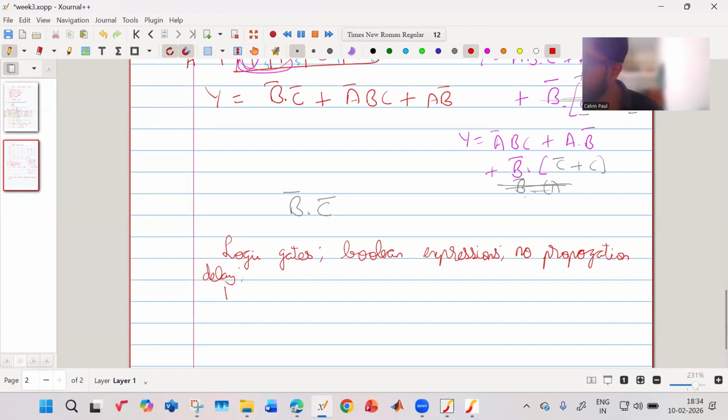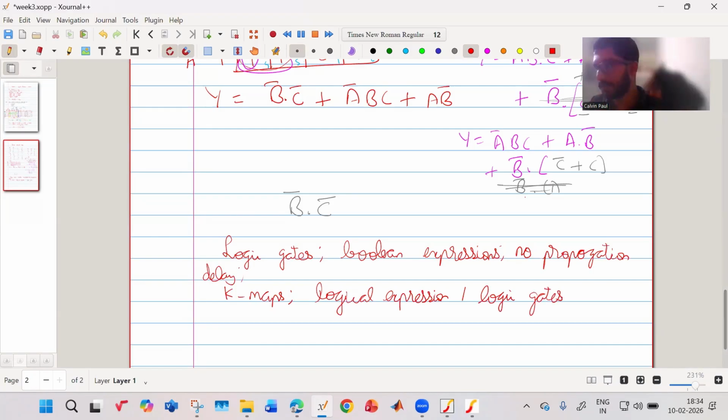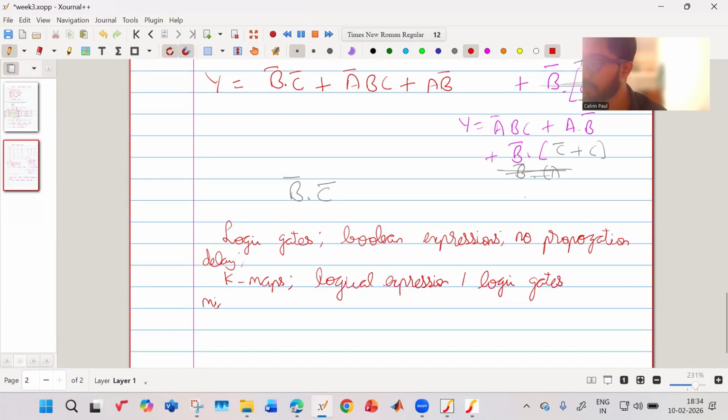What you have used is K maps, and as you have used K maps, you are trying to get a logical expression that uses your logic gates to get your desired output. So in K maps, what we do is we try to minimize the number of gates. That is the objective.